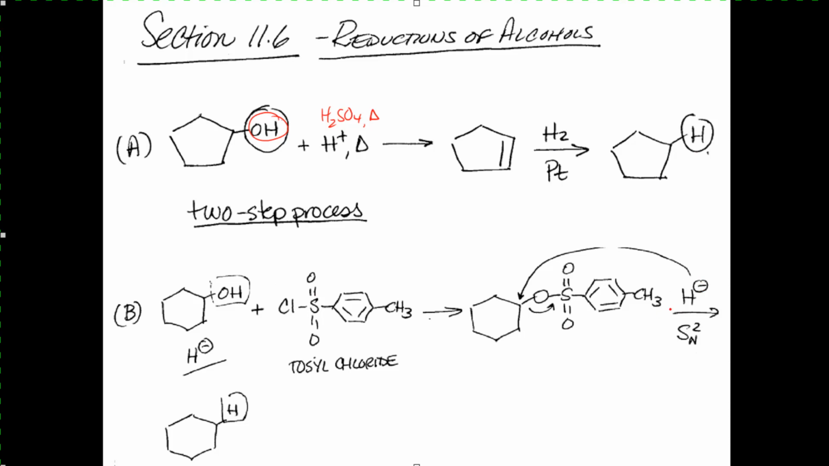The H- would come from either sodium borohydride or lithium aluminum hydride. And that H- could now do an SN2 reaction by coming in and kicking off the tosyl anion. And so I could do an SN2 reaction in essence to reduce the OH group down to an H. So again, another use of tosyl chloride, but basically this mechanism is nothing more than an SN2 mechanism.